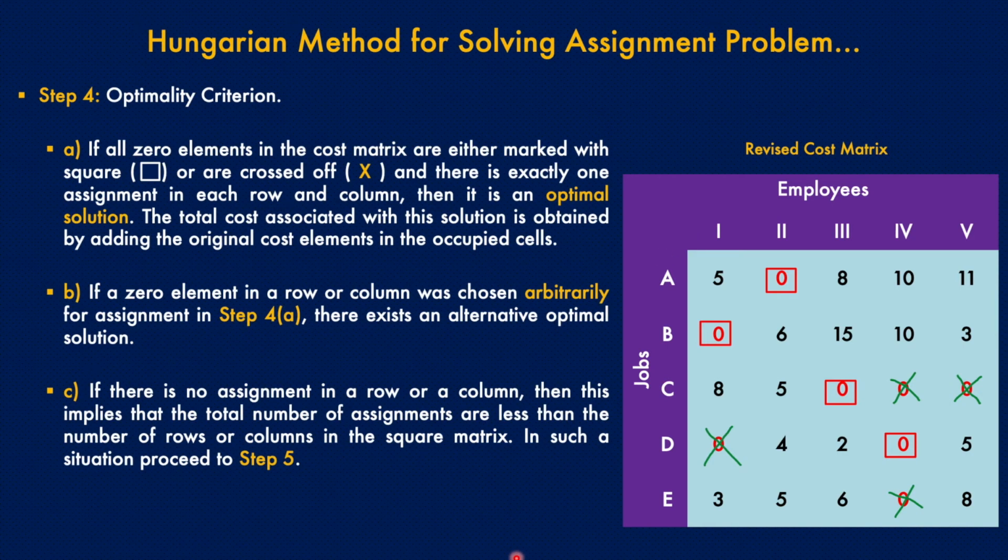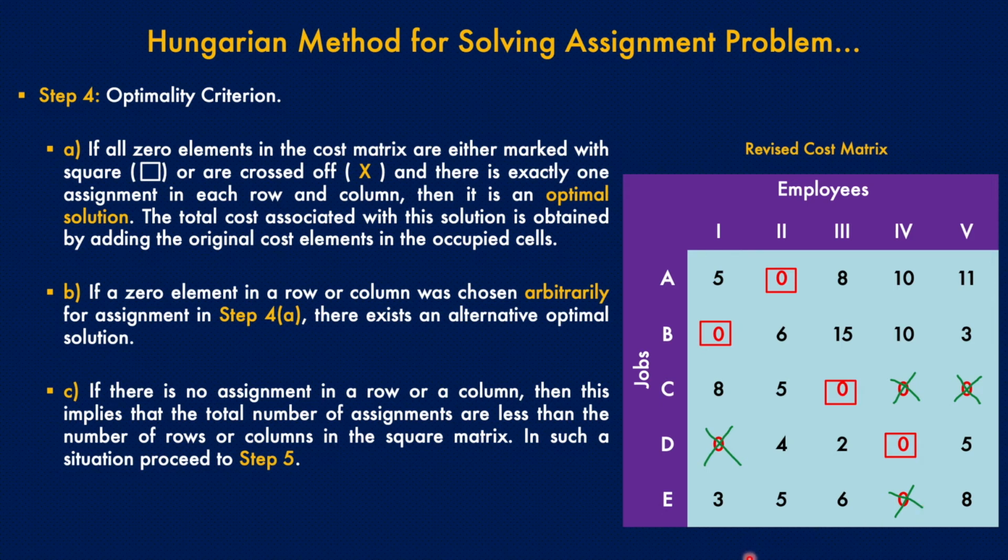So we have to check the optimality with all these conditions. There will be 3 conditions. One condition we have mentioned. Suppose we have 5 columns and 5 rows. If we have obtained 5 assignments after this process, then we will reach the optimal solution.